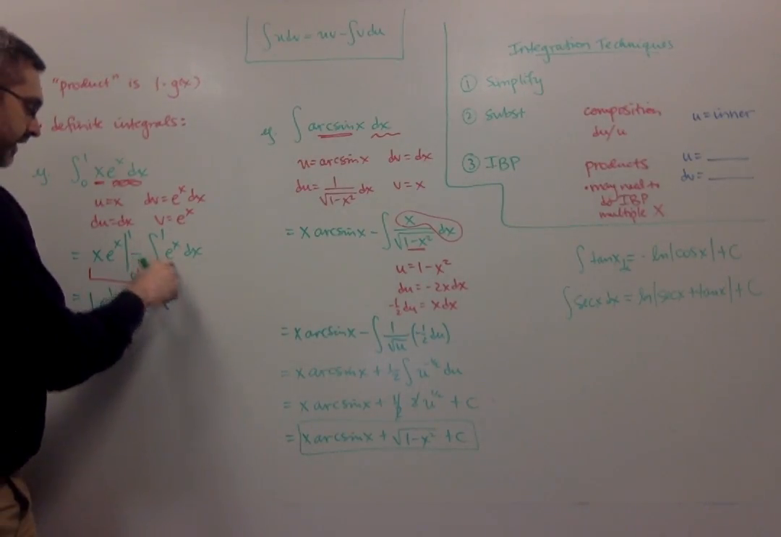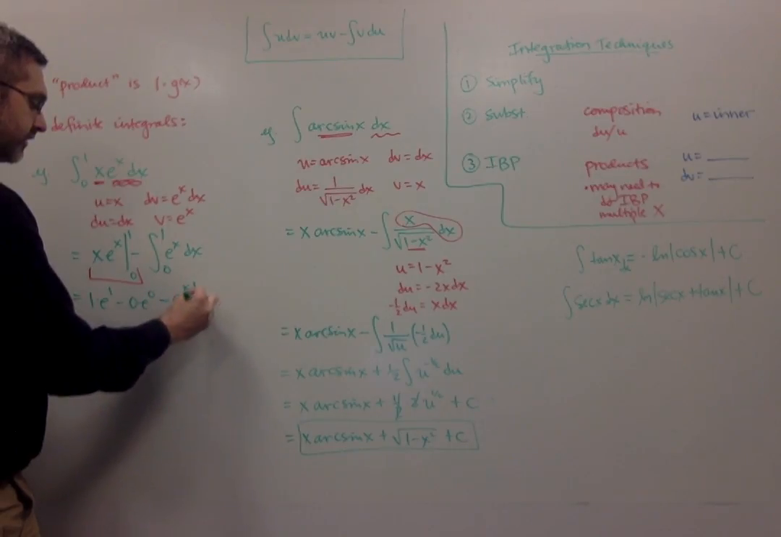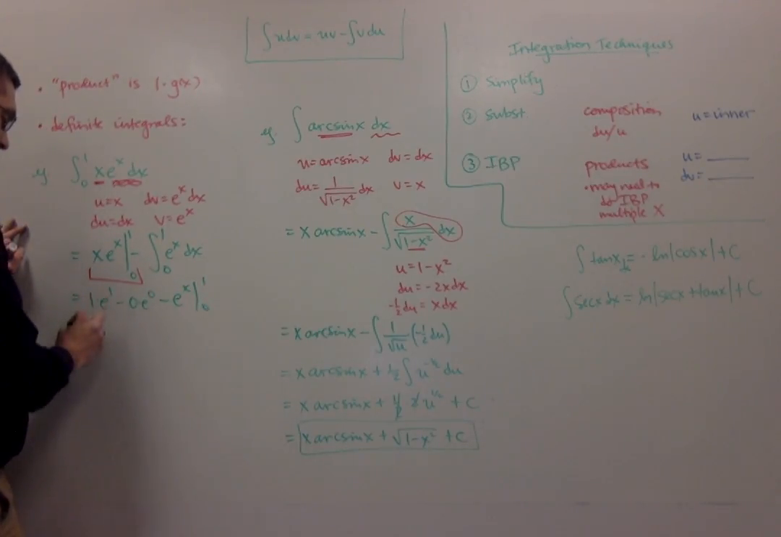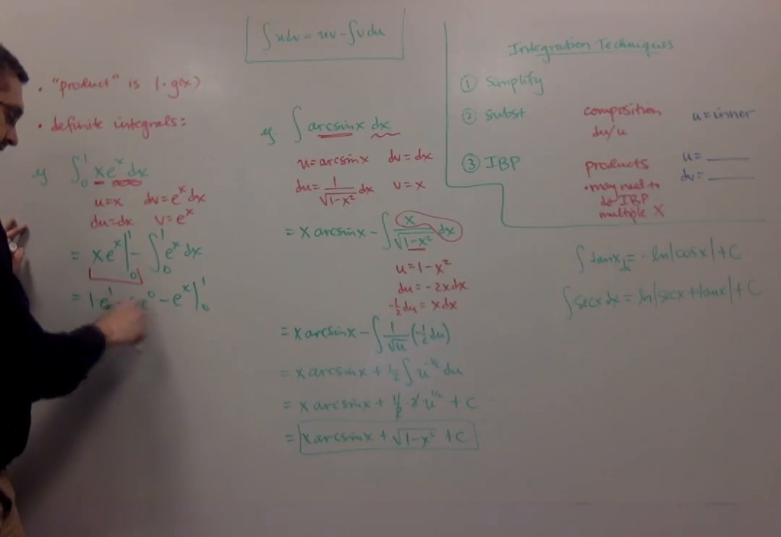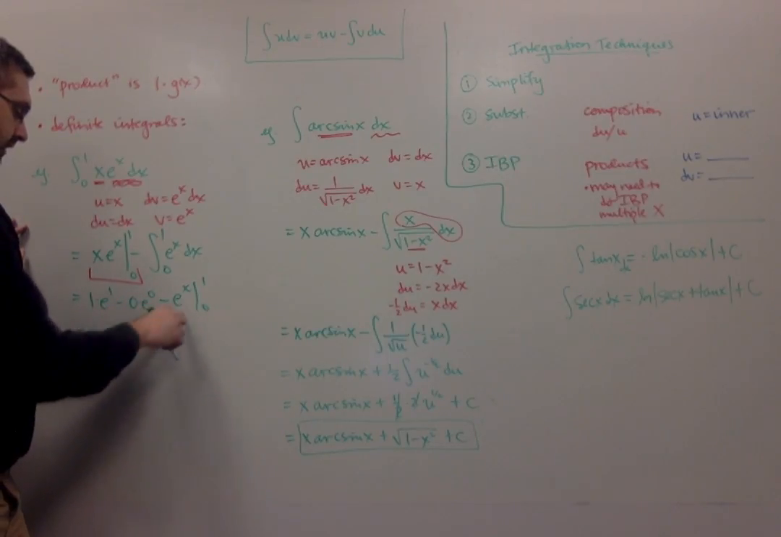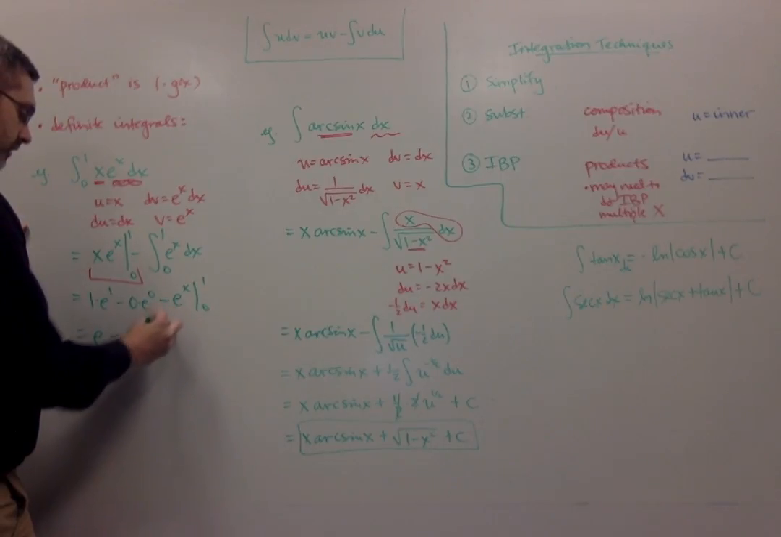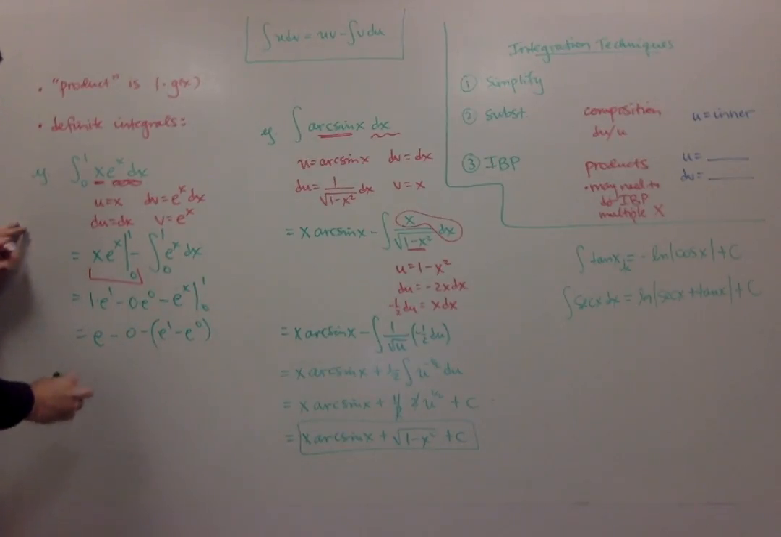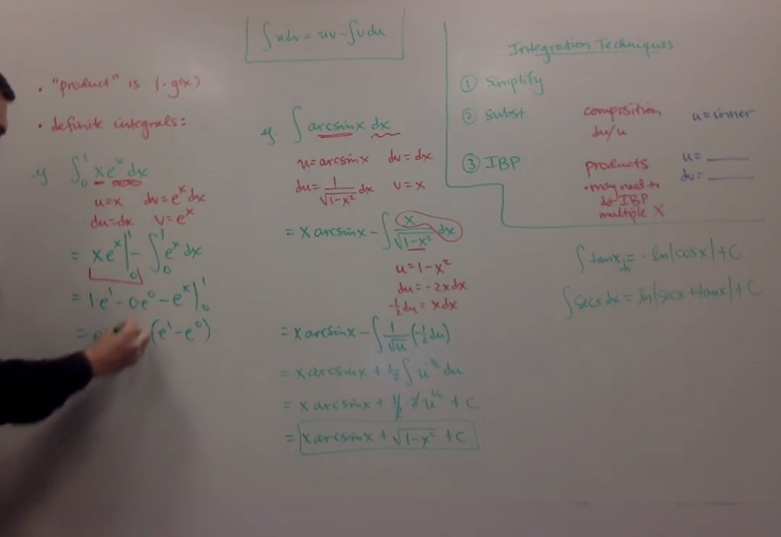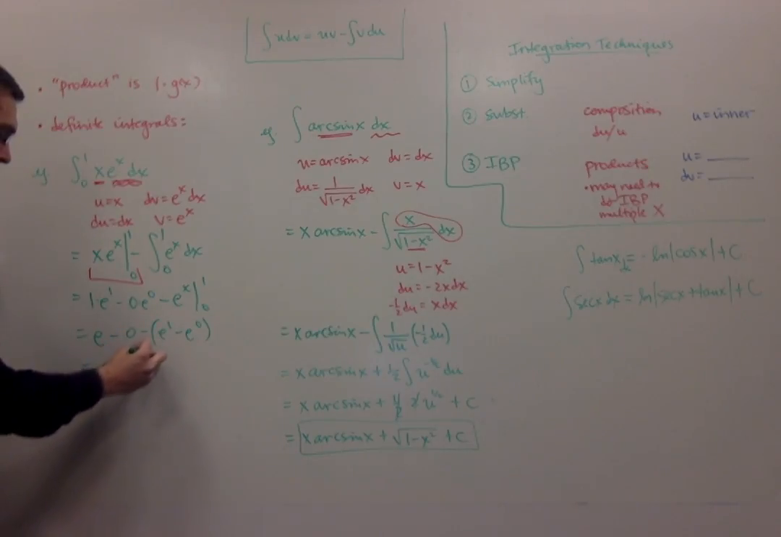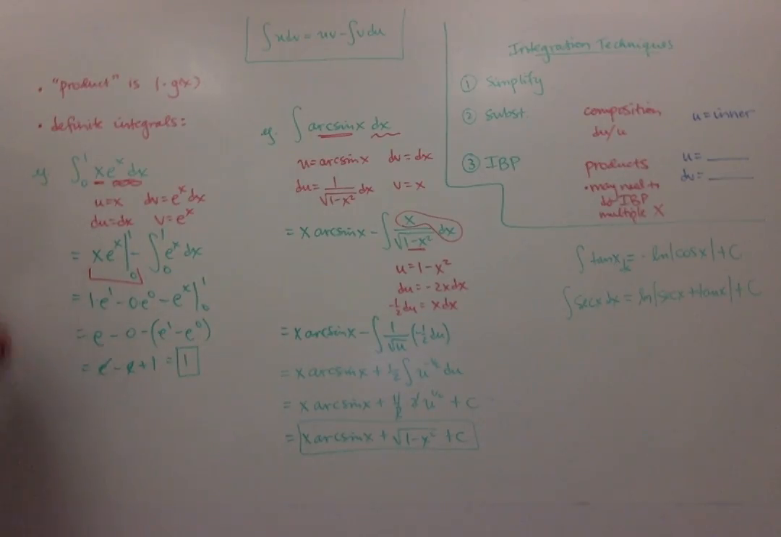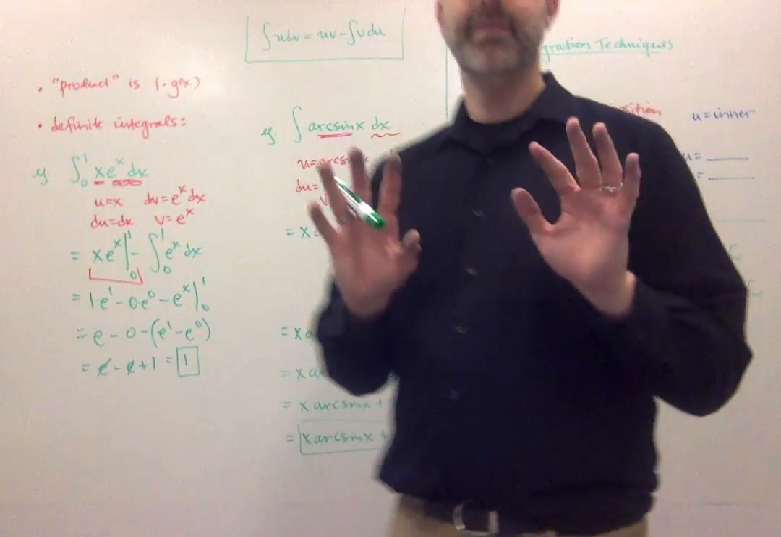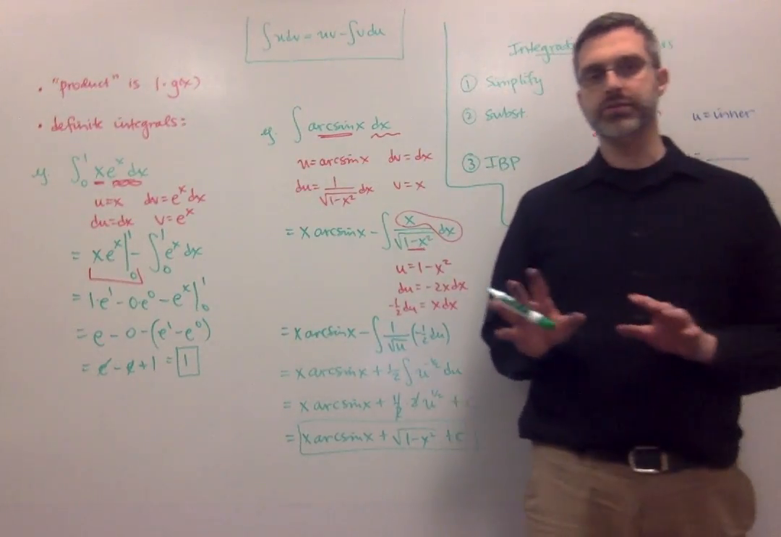Okay, and then I'm going to go minus the antiderivative of e to the x, which is e to the x from 0 to 1. So I've got e minus 0, minus e to the 1 minus e to the 0. And I just plug in both. So I've got e minus e plus e to the 0, which is 1. These cancel, so the area there is just 1.